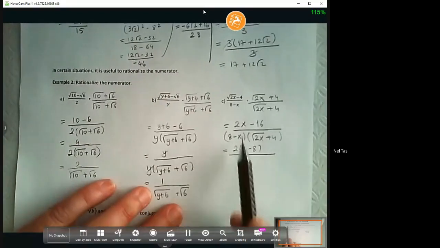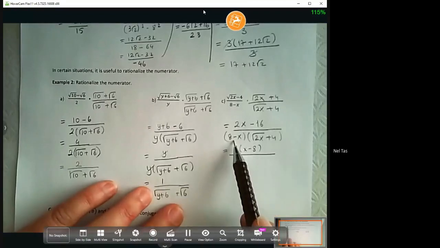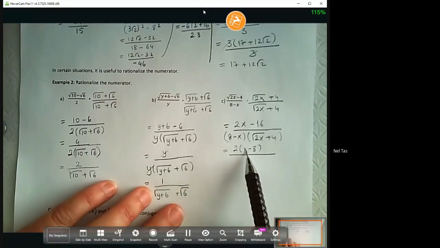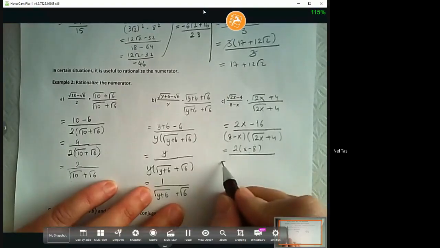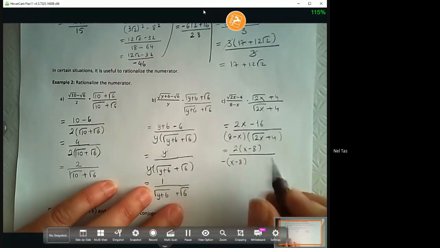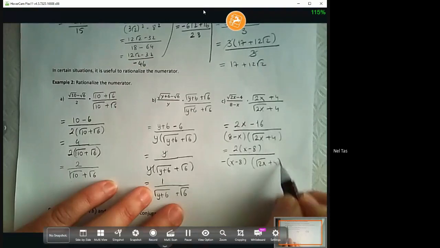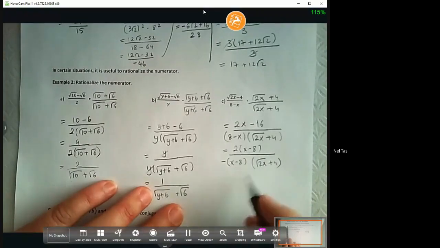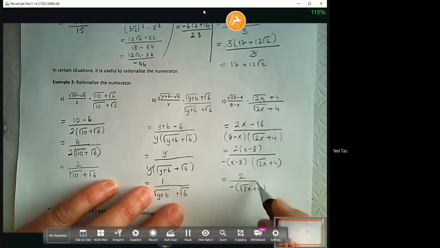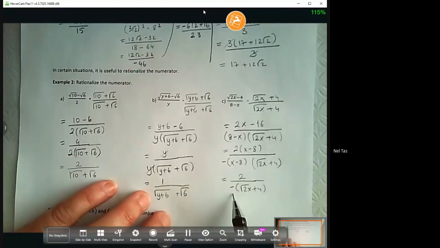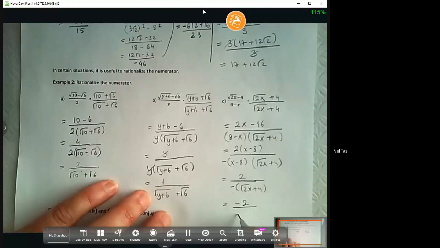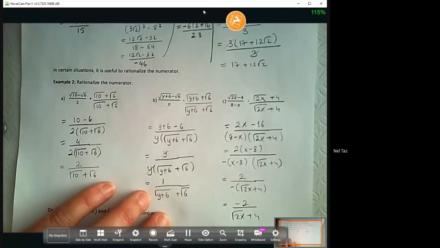So then what you can do, you can factor the negative sign here so that it becomes x minus 8. Okay, so if I factor negative sign, I get x minus 8. Root 2x plus 4 is still here. Now x minus 8 can be simplified. So you get 2 over negative square root of 2x plus 4. Again, remember, we don't keep the negative sign in the denominator. Move it to the numerator. Multiply numerator by negative 1. So you get negative 2 over root 2x plus 4.